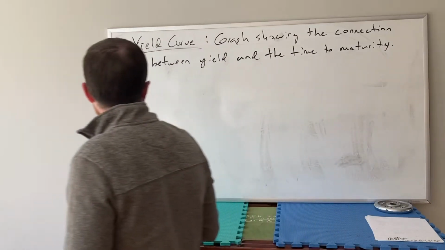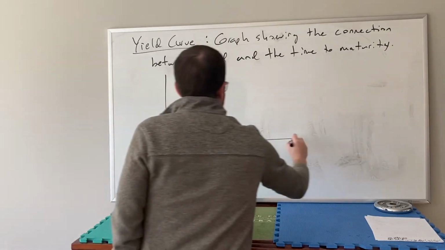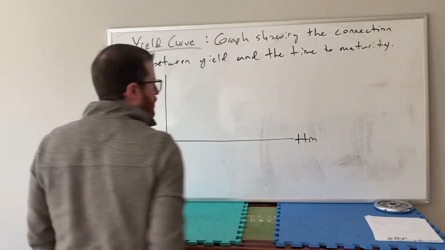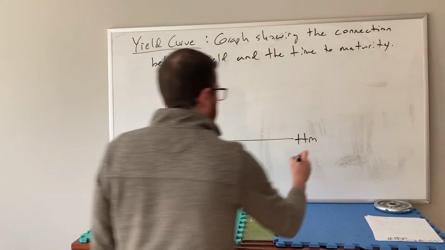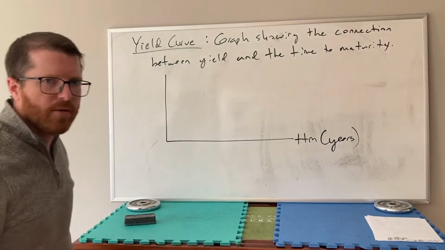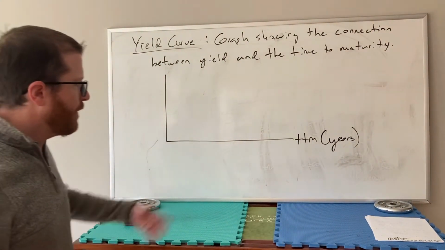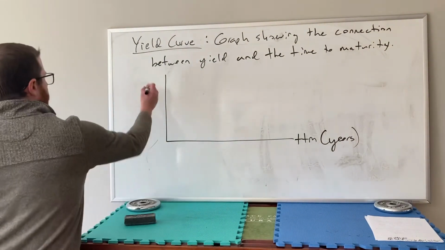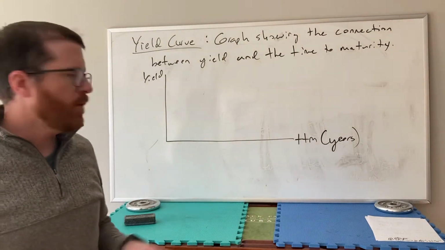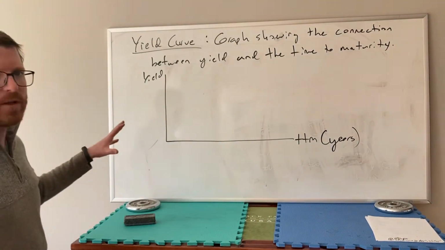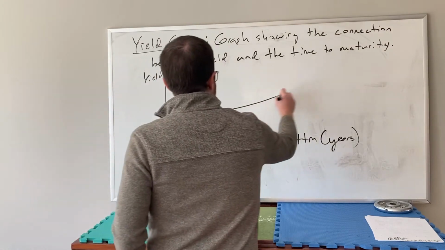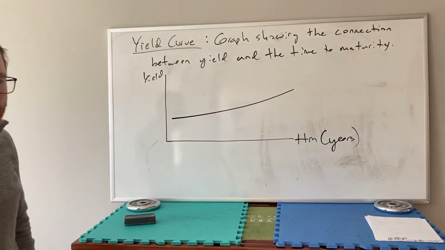Okay? So it might look something like this. That's the time to maturity. That's the years, okay? So usually we see this in terms of years, but it could be days or whatever as well, right? So that's the time to maturity. Here is the yield. That's just interest rate, okay? And then we could see what the yield curve actually looks like, okay? So we might see that it looks something like that, which would kind of be pretty common, upward sloping.